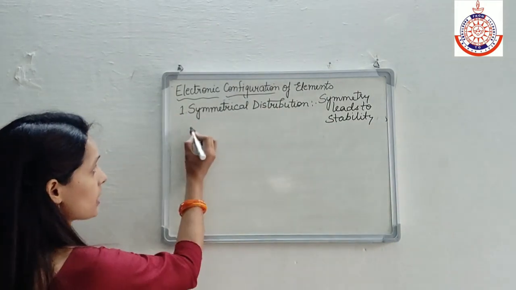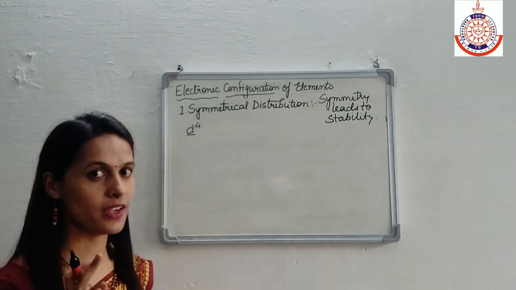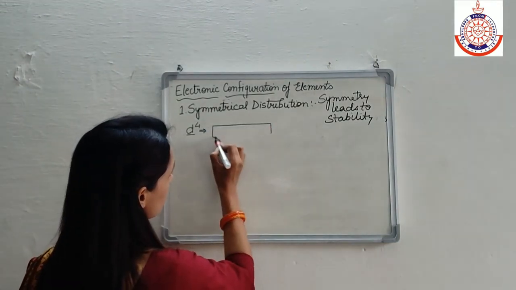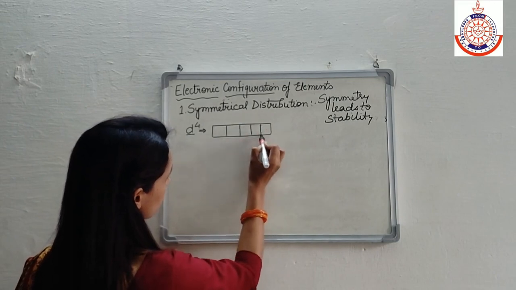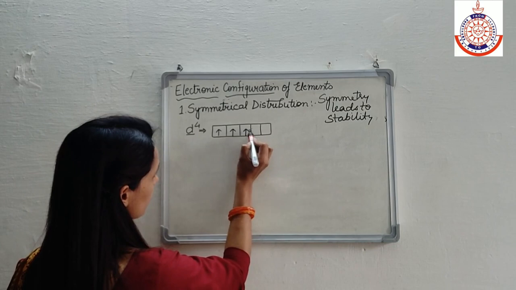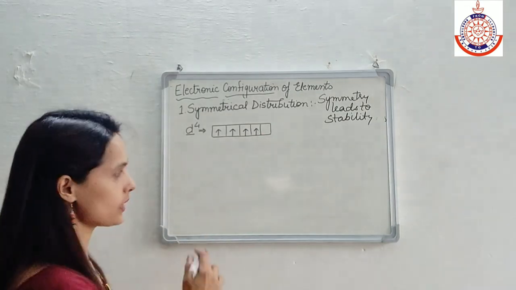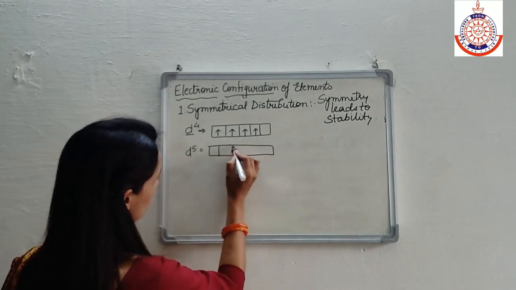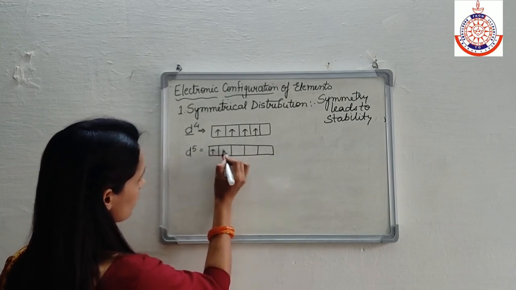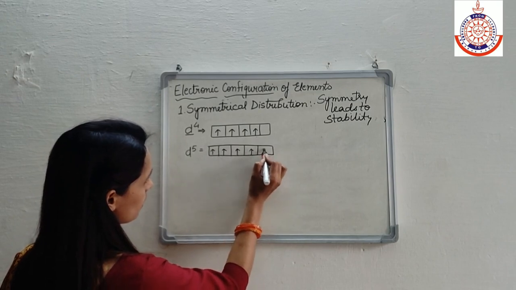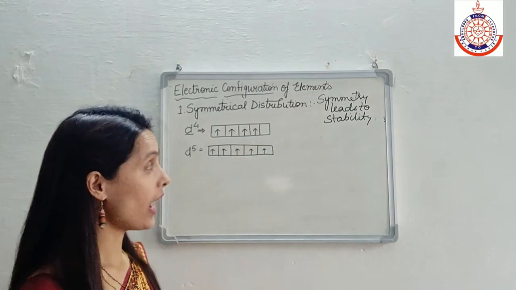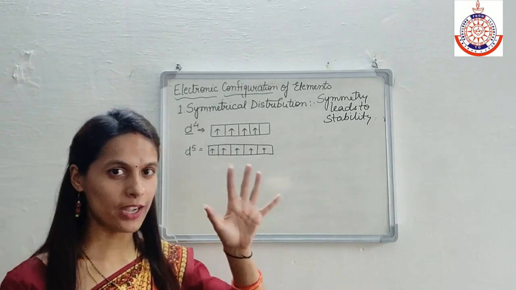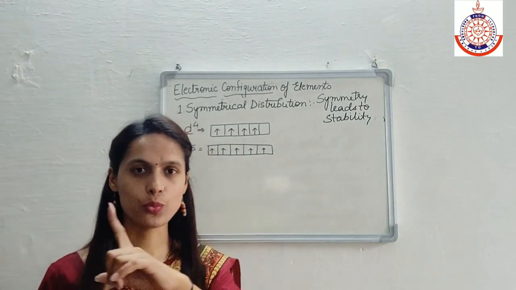Now, if I talk about d4 configuration, if I arrange the electrons, this is the arrangement. And if I talk about d5 configuration, now students, tell me, out of these two configurations, which one appears more symmetrical? This one, because we have 5 orbitals and in all 5 orbitals we have 1 electron.